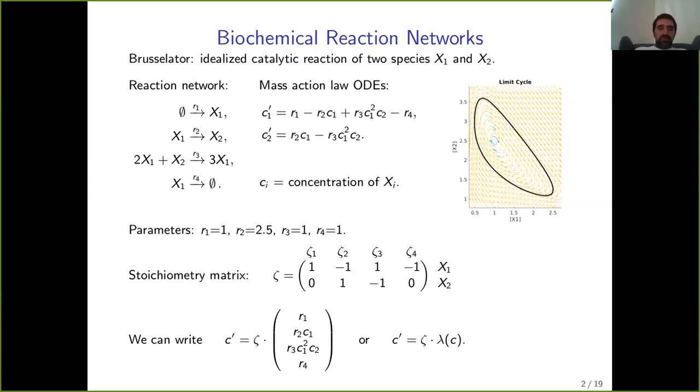If you choose to model this with the mass action law, then the rate or the propensity of each reaction channel is essentially proportional to the reactants. So what it means is that the ODE is essentially a polynomial. Okay, this is one of the classical choices. And this system has four parameters, and for these values of the parameters, you have a limit cycle, which is the kind of behavior we are interested in this work.